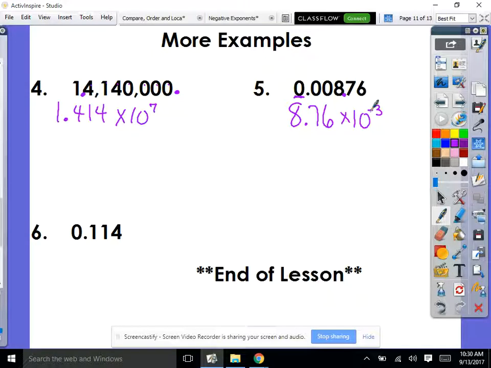And the last example, step 1, rewrite the number with the decimal after the first natural number. Step 2, times 10. Step 3, find our exponent. We have 1 digit between the decimals, and since the original was less than 1, our exponent is negative. And that is the end of today's lesson.